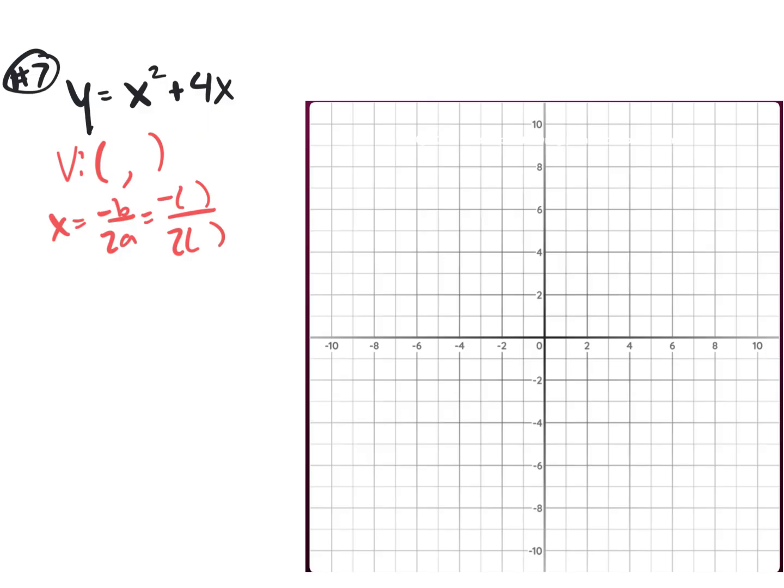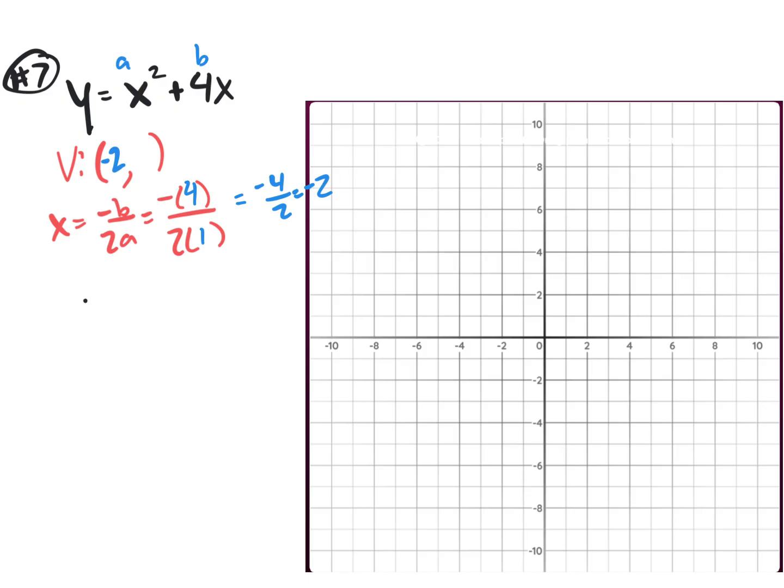Identify your b value. In this case, your b value is 4 and your a value is 1. So put a 4 right there and a 1 right there. You're going to end up with negative 4 over 2. And negative 4 over 2 is really negative 2. So your vertex x value is negative 2. How do you find the y? You simply plug in that negative 2, that x value of negative 2. You plug it in where your x's are at.